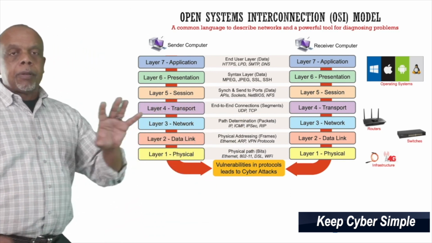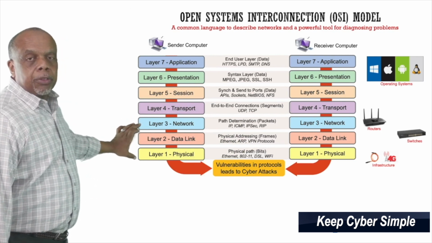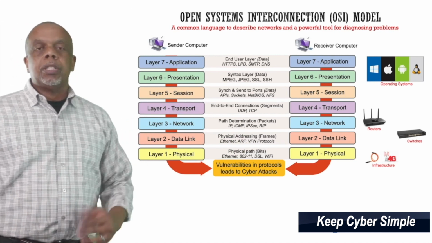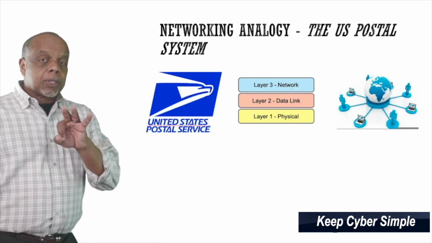Okay, so now, like I said, for the purpose of this class, we really focus on these last 3 layers. Okay, layer 3, the network layer; layer 2, the data link layer; and layer 1, the physical layer. So looking at these 3 layers, okay.